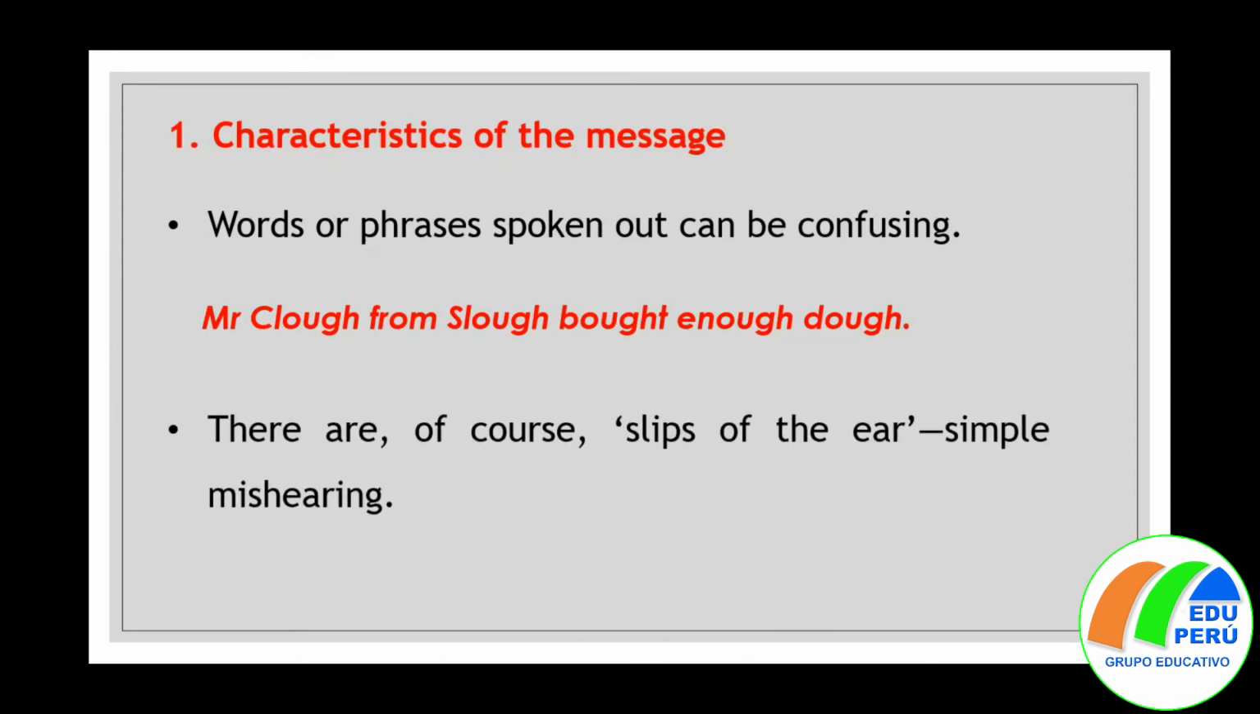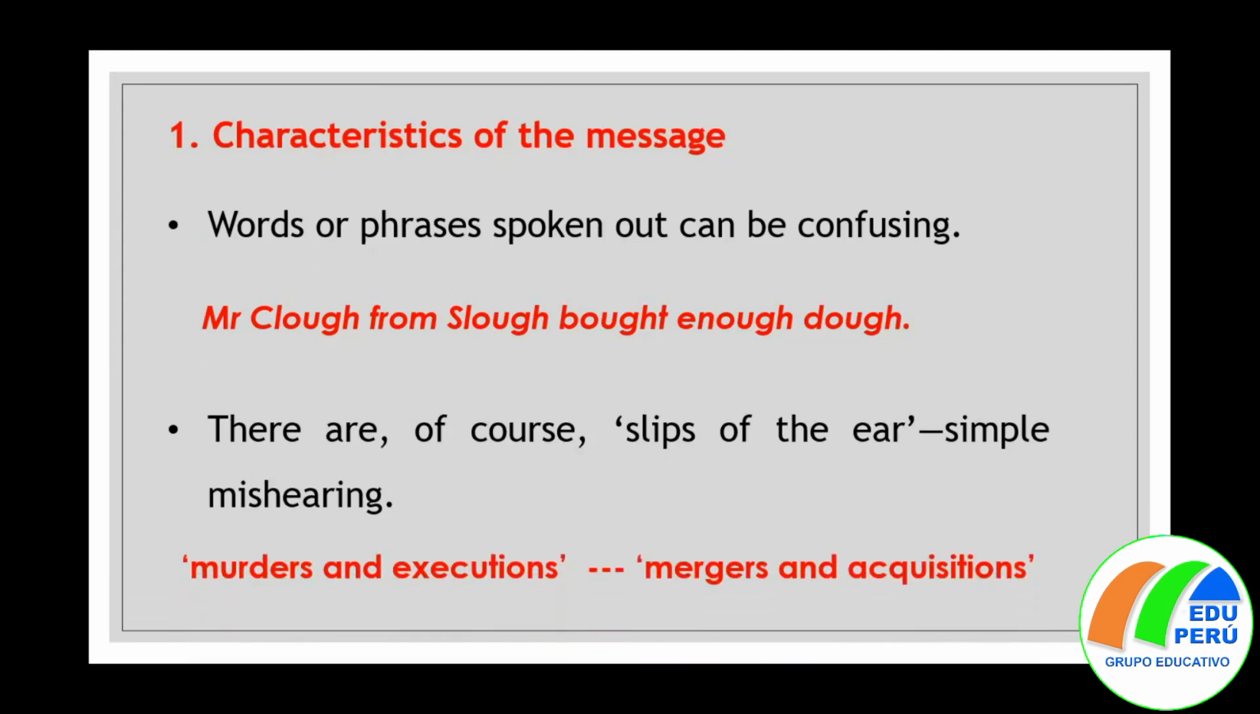There are, of course, slips of the ear, simple mishearing. For example, you say mergers and executions, mergers and acquisitions. So you cannot hear well and you misunderstand the message and you think that there are other words, the words that the speaker said, you hear other words, no? So you mishear, no? This is the term mishear or slips of the ear, no? In our language, teléfono malogrado, ¿no? Cuando escuchamos las palabras y en realidad no eran las que la persona dijo, ¿no? So this is a mishearing, ¿no? Because the words are so similar, ¿no? They have a similar pronunciation. That's why we can get confused.